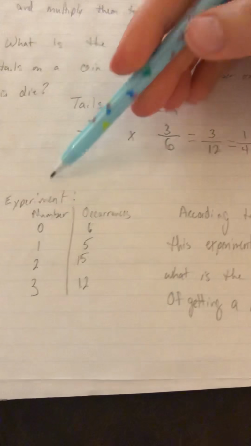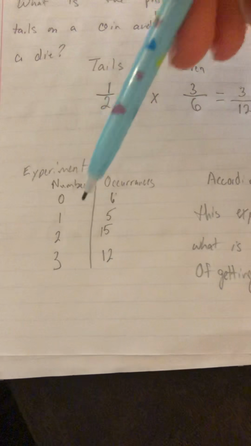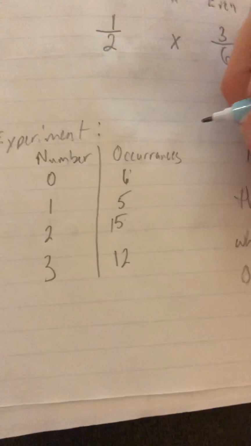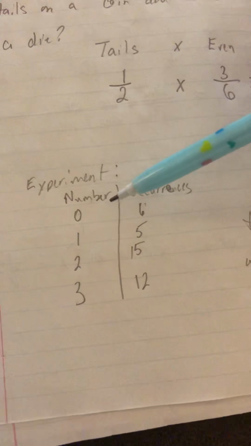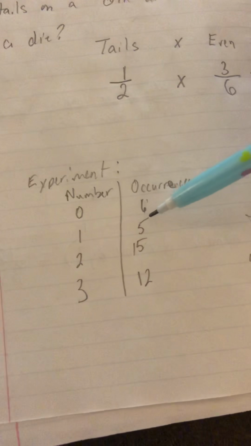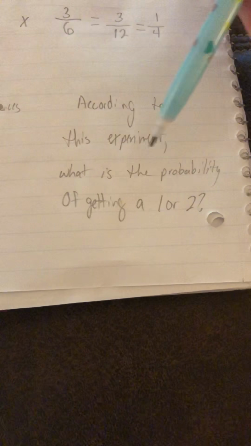If you conduct an experiment, I don't know what kind of an experiment, but if you're ever given a chart, here's the number and the number of occurrences. I think I spelled that wrong. It's supposed to be an E. Whatever. I'm not an English teacher, right? So the number 0 occurs 6 times, the number 1 occurs 5 times, the number 2 occurs 15 times, and the number 3 occurs 12 times. The question is, according to this experiment, what is the probability of getting a 1 or a 2?